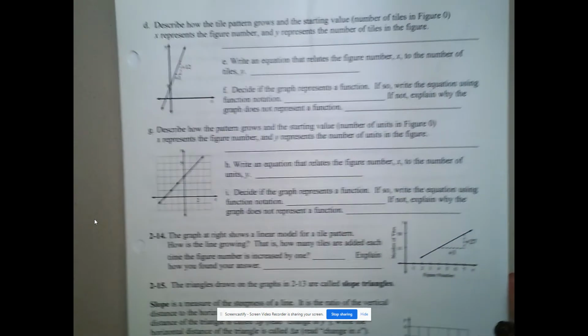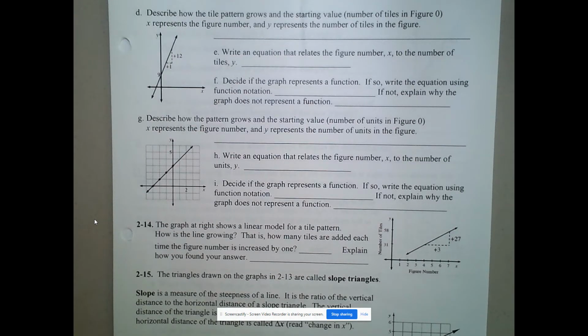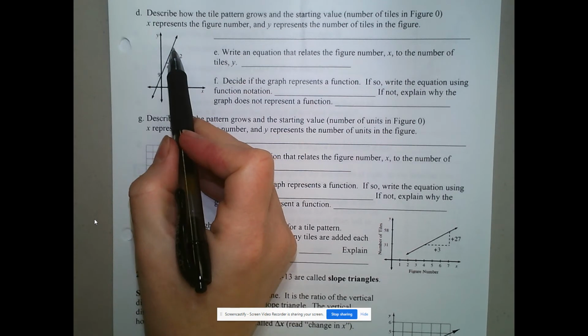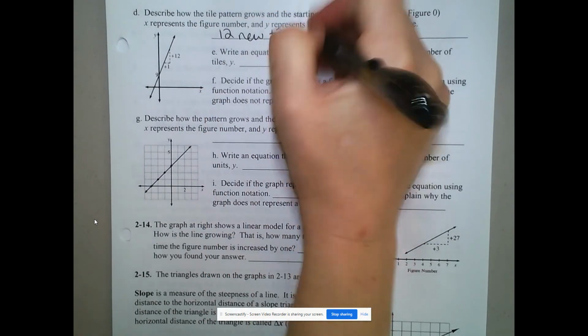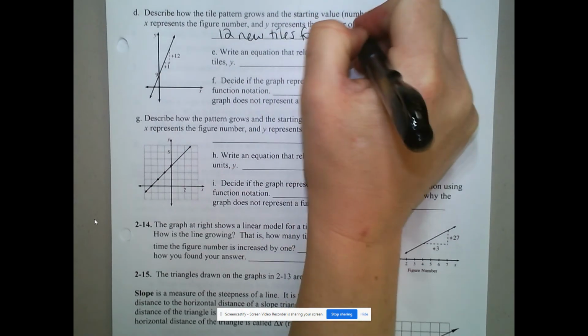All right, so page 2, I'm just switching pages. You'll notice that I actually have a stack of papers here, so hopefully it sounds less annoying when I'm writing. Describe how the tile pattern grows and the starting value, number of tiles in figure 0. X represents the figure number and Y represents the number of tiles in the figure. So this one doesn't have the grid on it. It just has the necessary information. So because it is over one figure up 12 tiles, we would say 12 new tiles for each new figure.